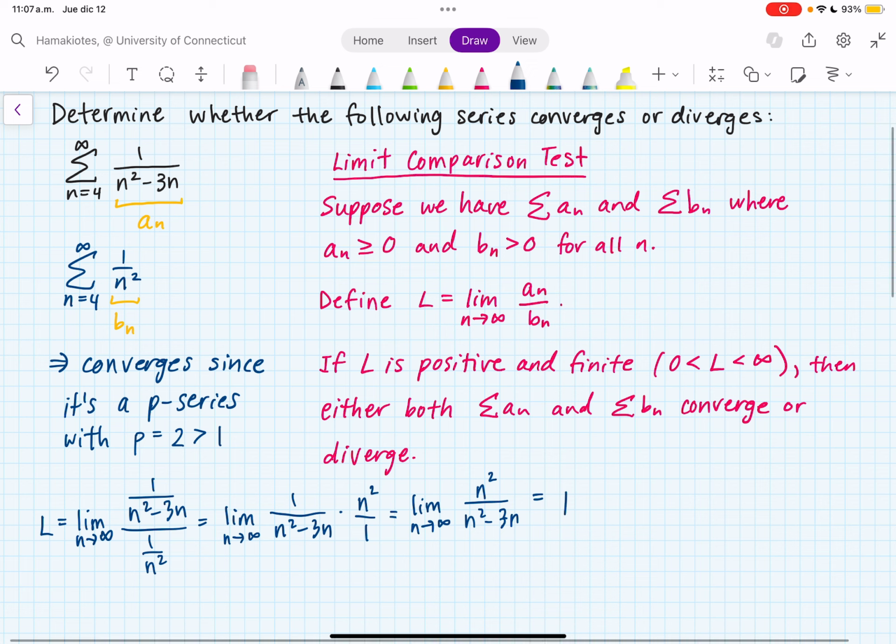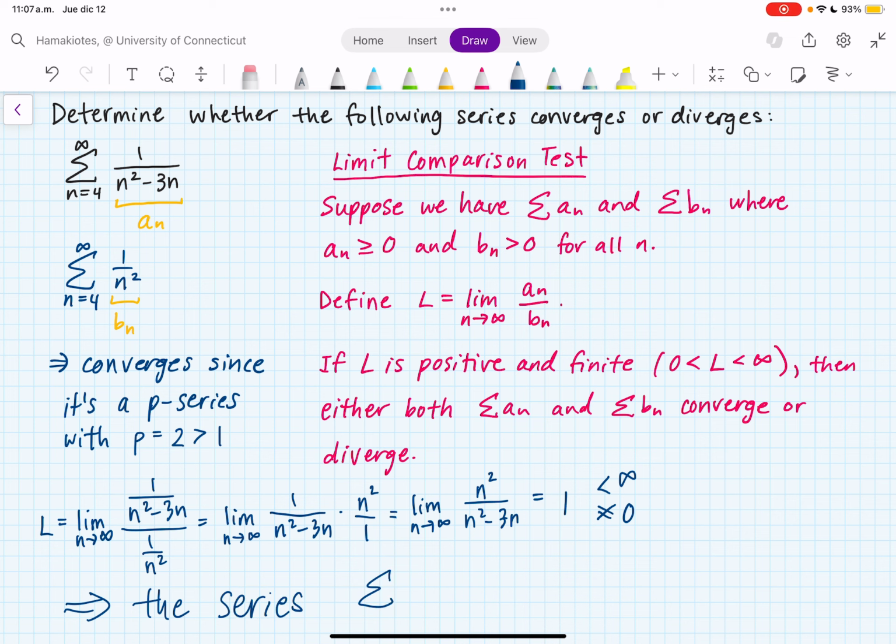Now, notice that 1 is finite, it's less than infinity, and it is also non-zero. So we satisfy the conditions of L being positive and finite, and we know that the sum of the bn converges. Therefore, by the limit comparison test, the series that we started with, the sum from n equals 4 to infinity of 1 over n squared minus 3n, converges. And that is our final answer.